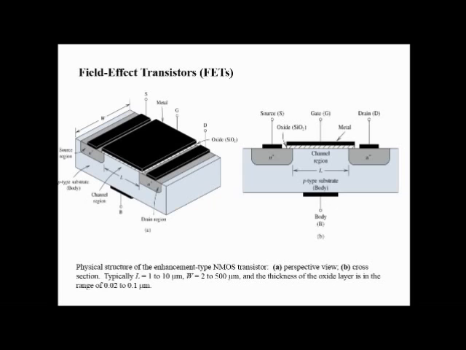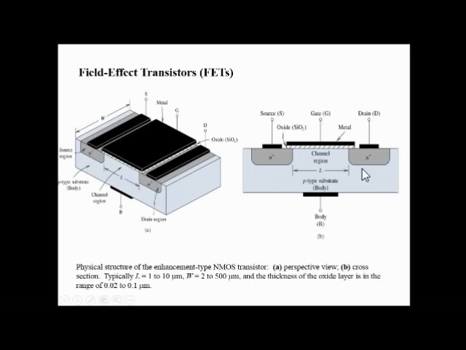So this is just a simple picture of the physical structure of an enhancement type NMOS transistor. This type of transistor consists of parts like the source region, drain region, and oxide region. It has three terminals, basically the source, gate, and the drain. Now this part is called the channel region, from which the electrons have to flow, and this whole gray part is the P substrate, or the body.